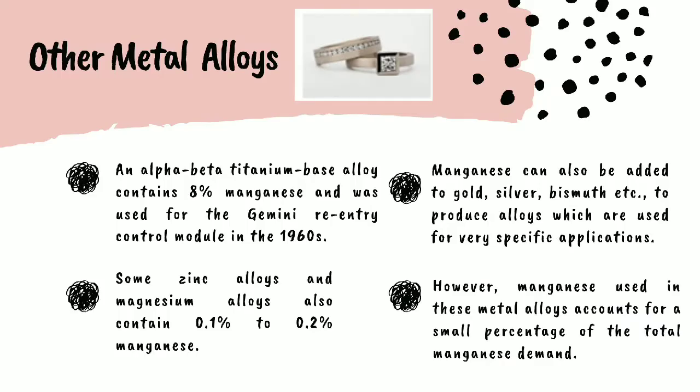There are also other metal alloys that contain manganese, such as alpha-beta titanium-based alloy, zinc alloy, and magnesium alloy. Manganese can also be added to gold, silver, bismuth, and many more. However, manganese used in these metal alloys is lower compared to other metal alloys.